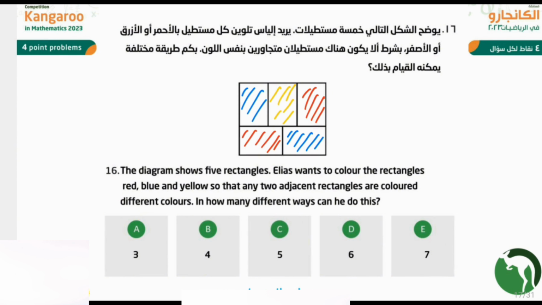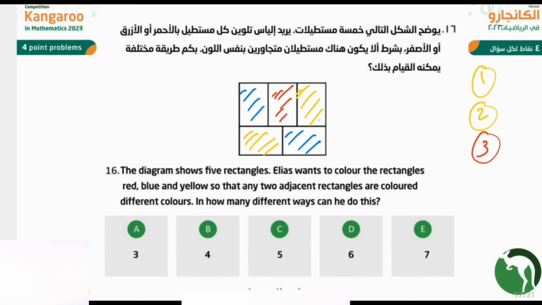So this is the first possibility. Now for this situation, we can also swap between the red and the blue, so we will have another possibility. Now let's try another way of coloring. If I color here with yellow and here with yellow, and here with blue and here with blue, and I put red in the middle, I will have the third possibility. Also, I can swap between the yellow and the blue, so I will have the fourth possibility.